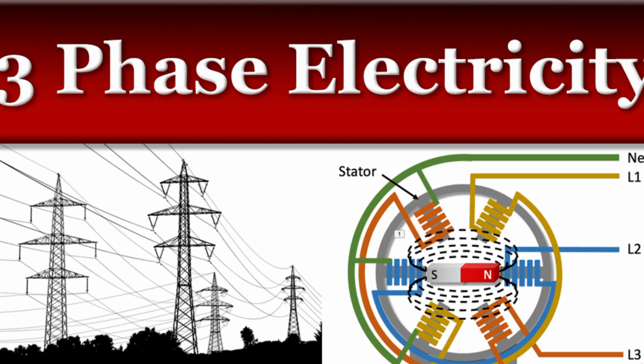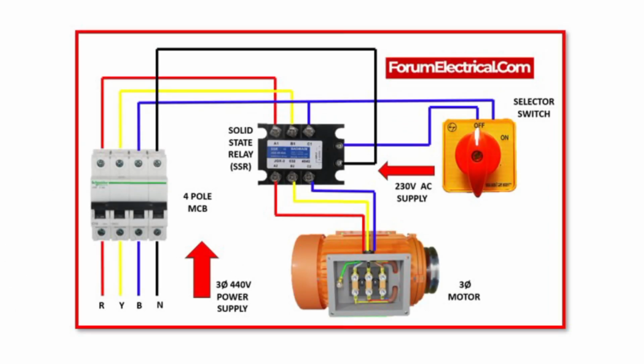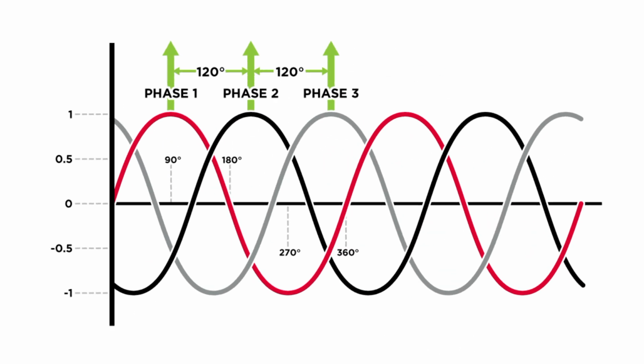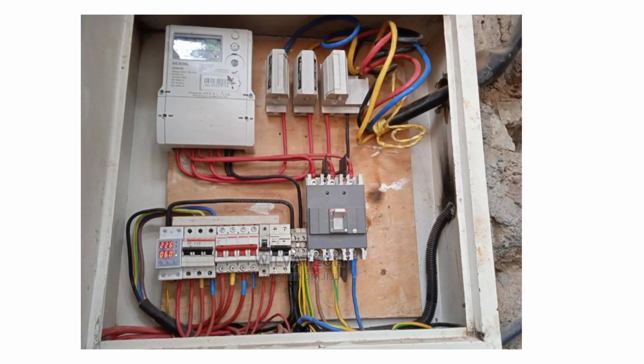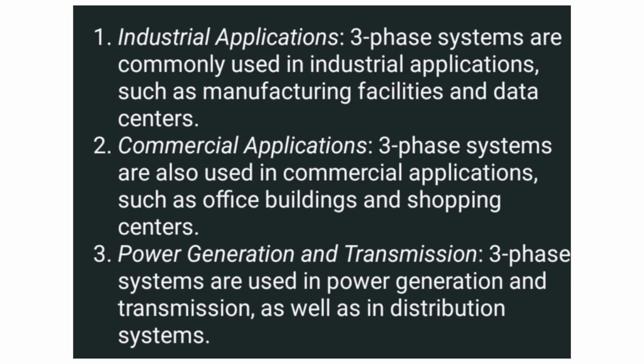So three-phase electricity is a type of electrical power distribution system that uses three alternating currents to transmit the electrical power to the consumers. So the three-phase AC system is commonly used in industrial and commercial applications as well as in power generation and transmission, where the three-phase AC system is used.